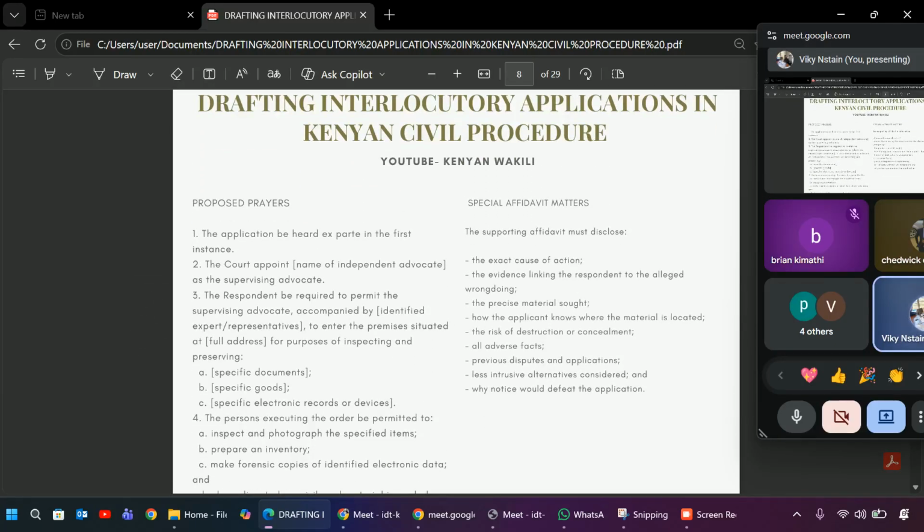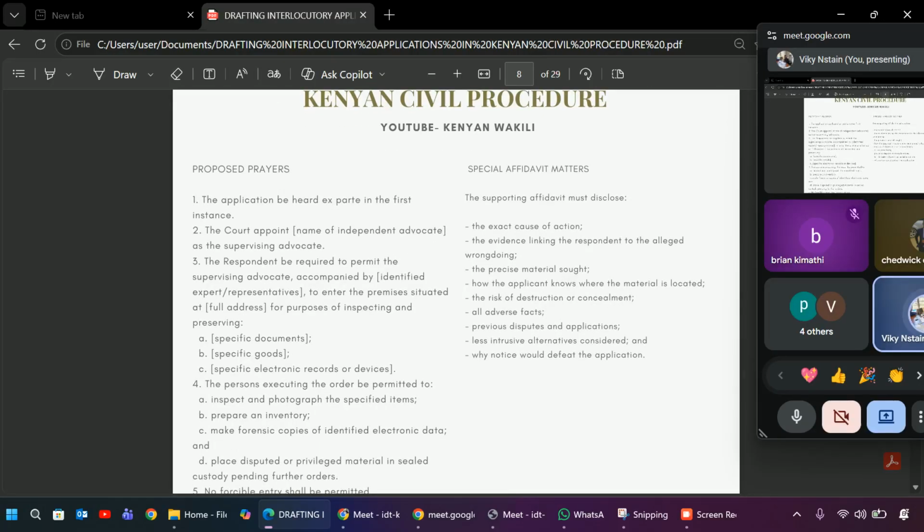Now, remember, every application that you're doing, you're supporting it with a supporting affidavit, and for this kind of interim relief that you are seeking before court, you must disclose the following. So you must disclose the exact cause of action, the evidence linking the respondent to the alleged wrongdoing, the precise material being sought for inspection, and how the applicant knows where the material is located, and the risk of destruction or concealment, and all adverse facts, previous disputes and applications, less intrusive alternatives, and why notice would defeat the application.